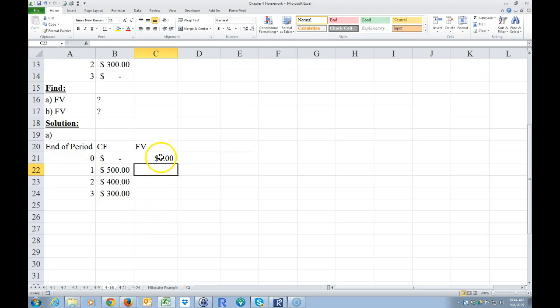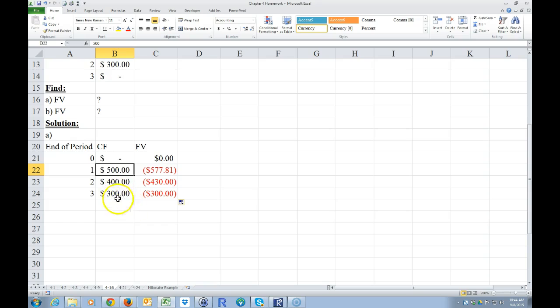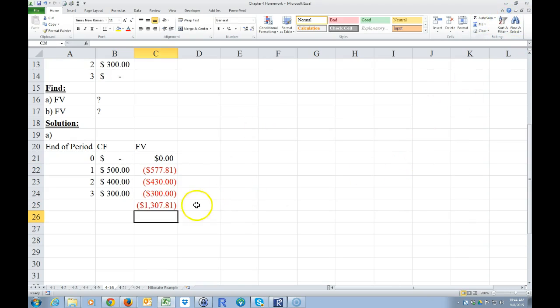Okay, so now if I copy this down, these are the different values. $500 is worth $577.81, two periods in the future. $400 is worth $430, one period in the future, and $300 is worth $300, zero periods in the future. So now I can do the sum. The answer is $1,307.81. Now we don't want the answer to be negative, so I'm going to flip the sign by putting a negative in the front. So that's the answer to A.